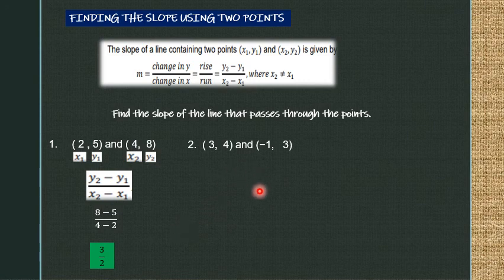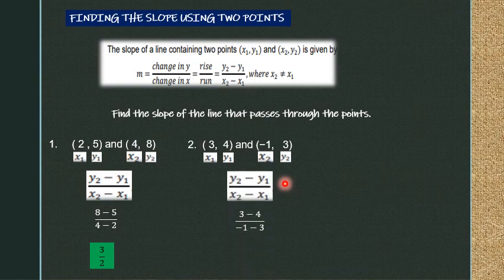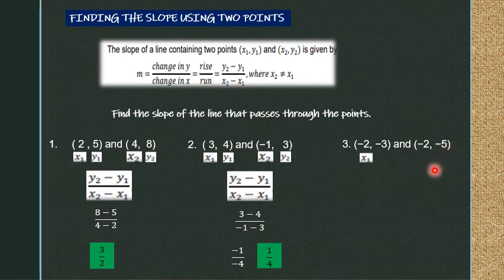Number 2: 3, 4, and negative 1, 3. These are x sub 1, y sub 1, x sub 2, y sub 2. Then this is the formula. Let's follow. So 3 minus 4 over negative 1 minus 3. The y sub 2 is 3, this one, minus y sub 1, the 4, and x sub 2, negative 1, minus 3. So the answer for this one is negative 1 over negative 4, or in simplest form, 1 over 4. Both negative is positive.